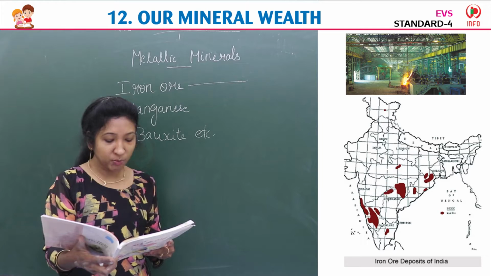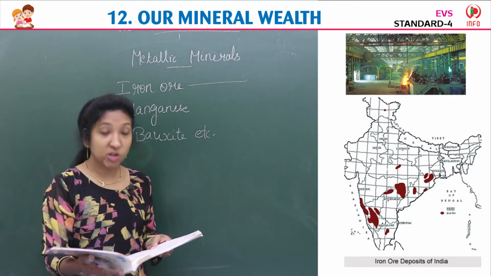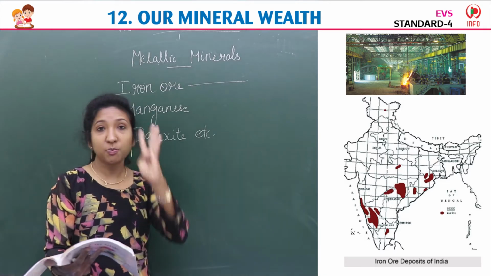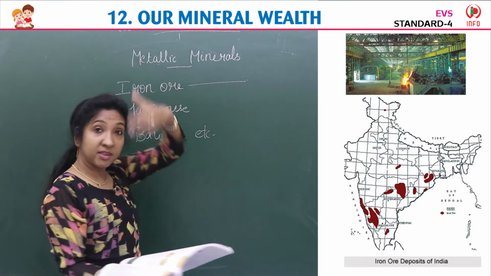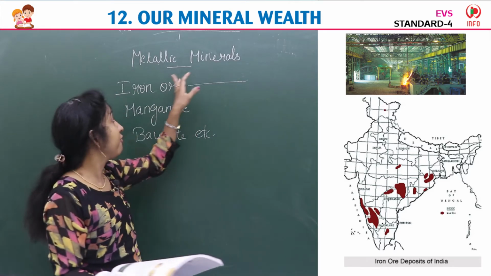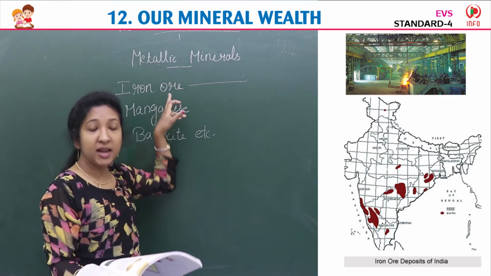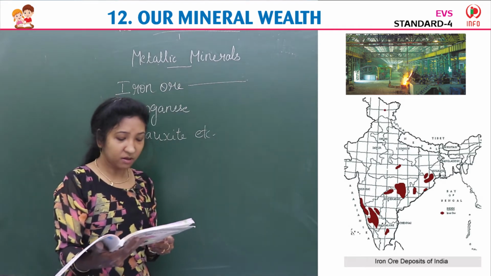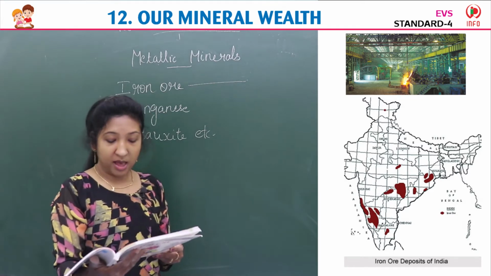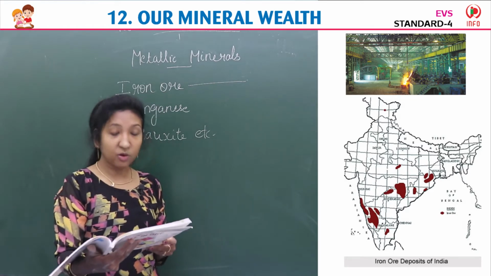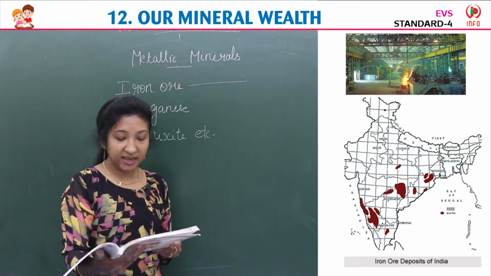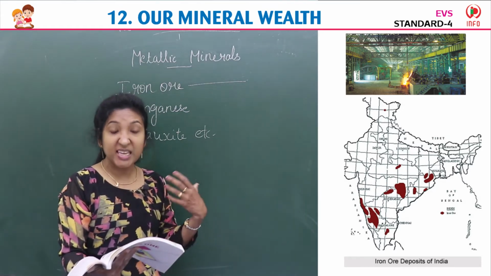India occupies the 4th position in the world in production of iron ore. India occupies 4th position in the production of this metallic mineral iron ore. The principal iron mines of India are in Bihar, Odisha, Goa, Karnataka, Madhya Pradesh and Maharashtra. These are the states where we can find the main iron mines of India.